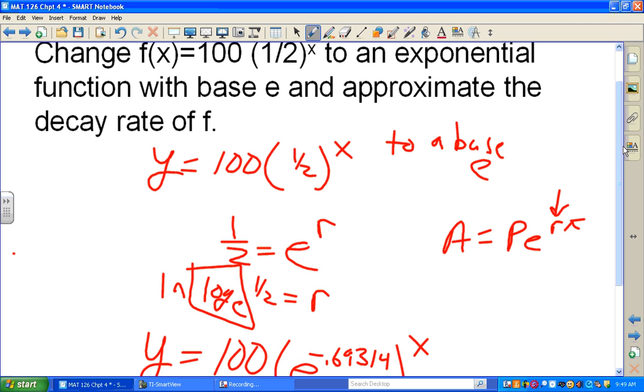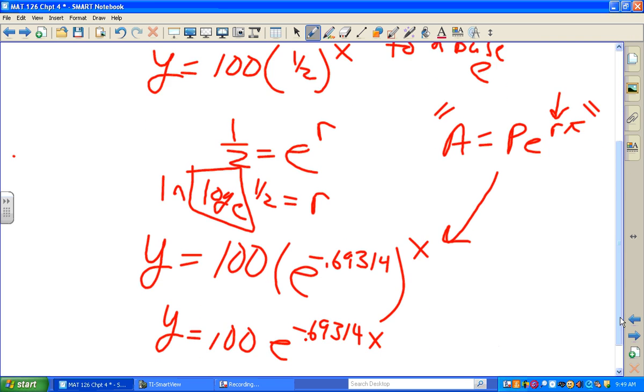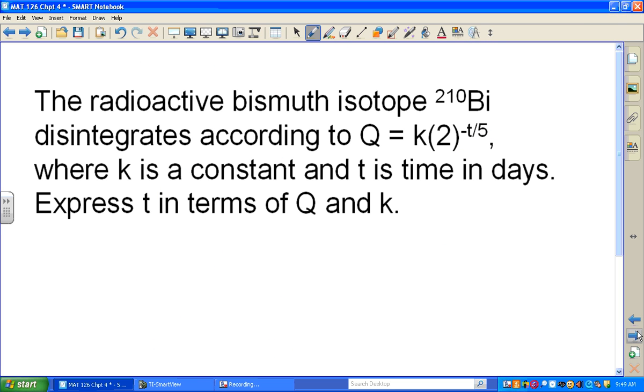Oh, because it wanted to change this to a base E so I could approximate the growth rate using this type of equation. 1/2 doesn't have an E in it, so I can't read it like I can that equation. So I changed it so you can read it like that equation. So like the interest rate would be negative 0.693. The negative means it's a decay. I think we're about done.